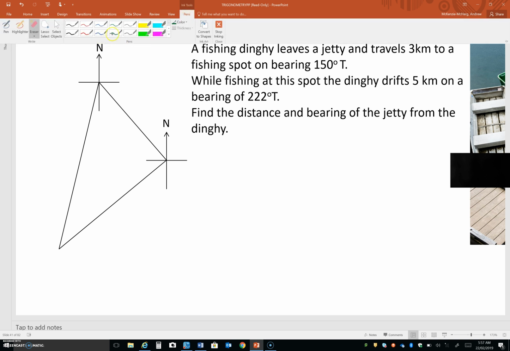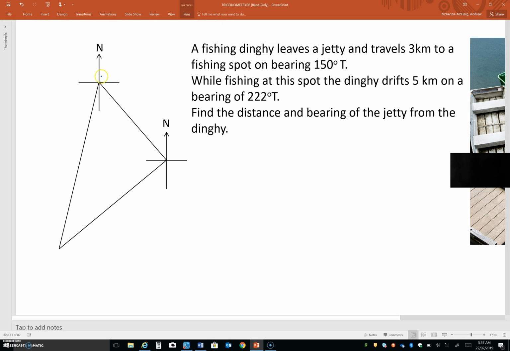true. Now we can tell that that must be in this spot over here. We're starting at this blue dot, traveling 3 kilometers. So 150 degrees true here. It's the only sort of spot that makes sense for this situation, and we can see that is in that 150 degree true direction. None of the other spots match that.